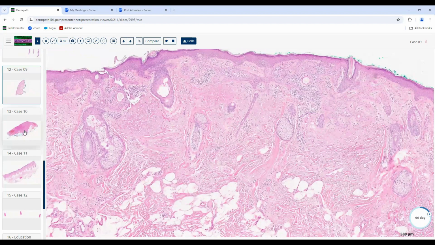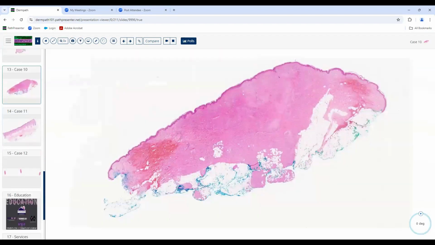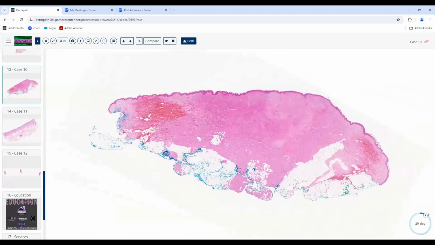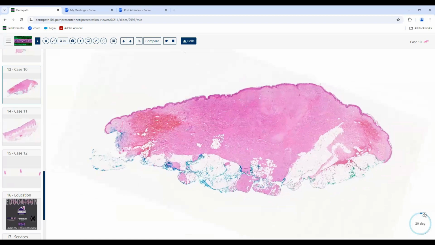Okay. Let's look at this one here. So we've got another excisional biopsy, and it's a fairly broad lesion. And so it's pretty deep too. We look at low magnification and ask, if it's neoplastic, does it look epithelial or non-epithelial? And I don't see anything here that looks like an epithelium.